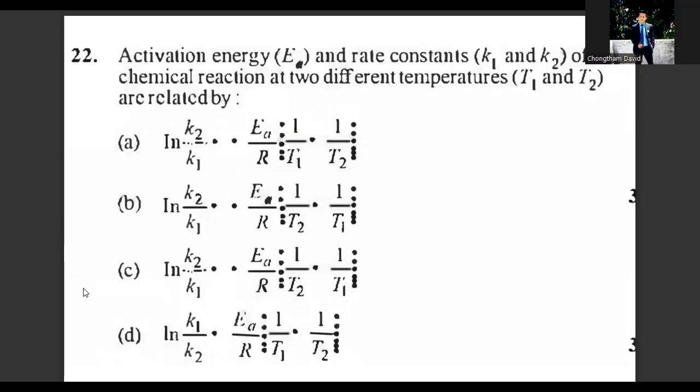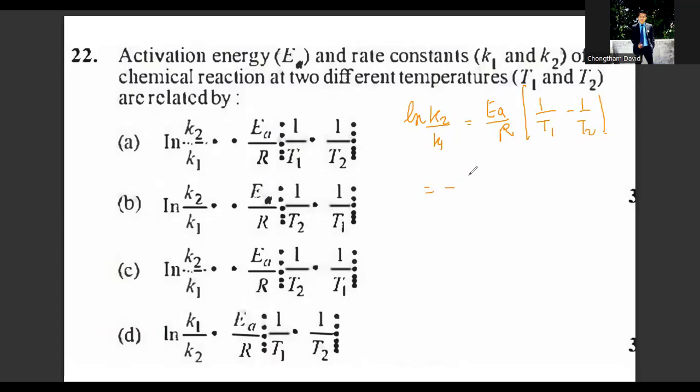Question number 22. So you have to use the Arrhenius equation. The Arrhenius equation would be ln K2 by K1 equals activation energy. This is the general Arrhenius equation.